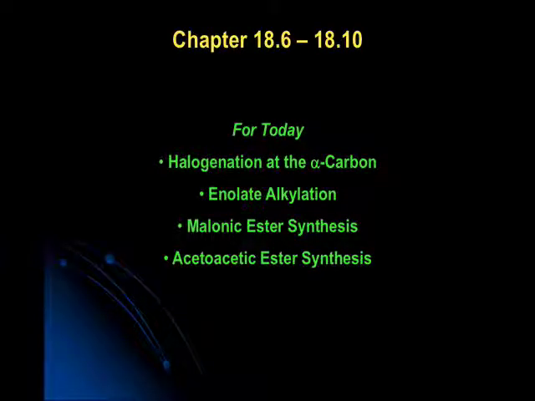So last time we talked about halogenation at the alpha carbon, and I'm not going to go over that much more today, other than the fact that we can control whether we get overhalogenation or monohalogenation. What are the two conditions? Acid or base, right? Under acidic conditions, we typically get mono, and if we do it under basic conditions, we get over-halogenation, exhaustive halogenation.